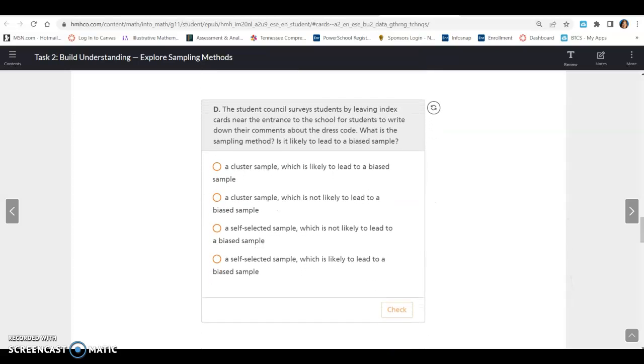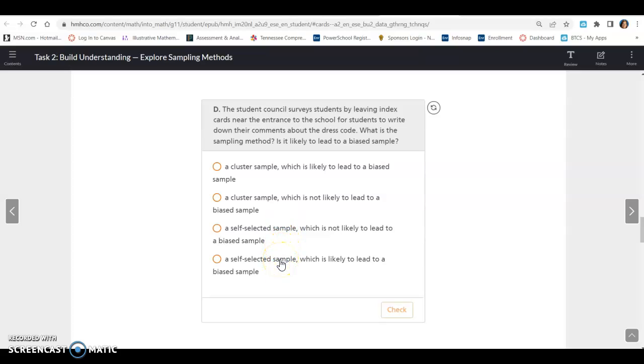All right, the student council surveys students by leaving index cards near the entrance of the school for students to write down their comments about the dress code. What is the sampling method? Is it likely to lead to a bias? All right, so a cluster, again, a self-selected. All right, so we can see that it would be self-selected because you decide whether you want to do the survey or not if you write on the index card.